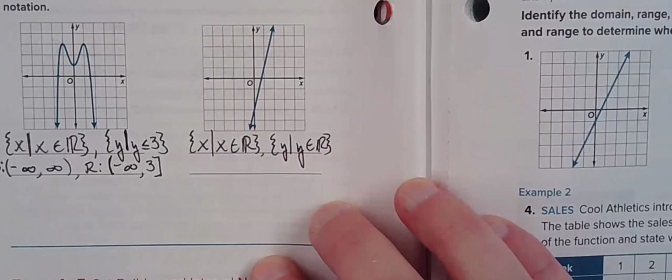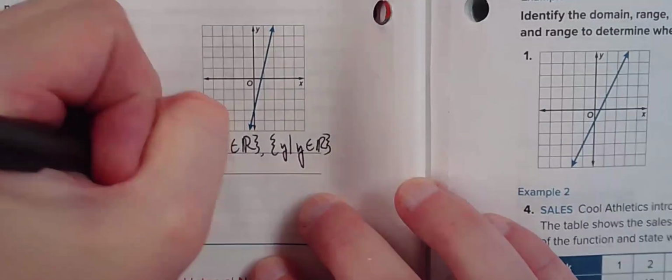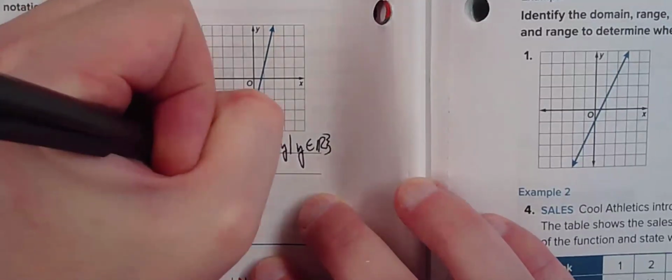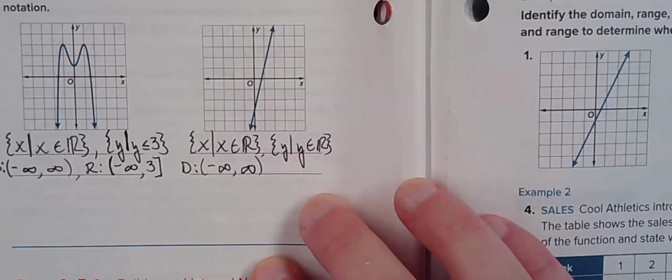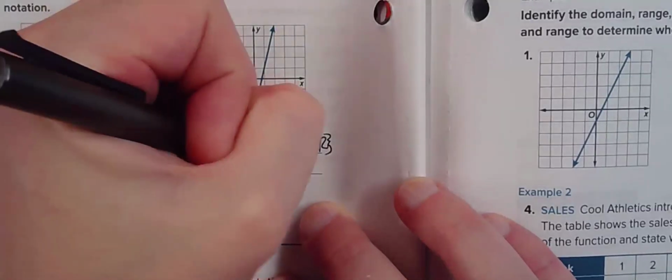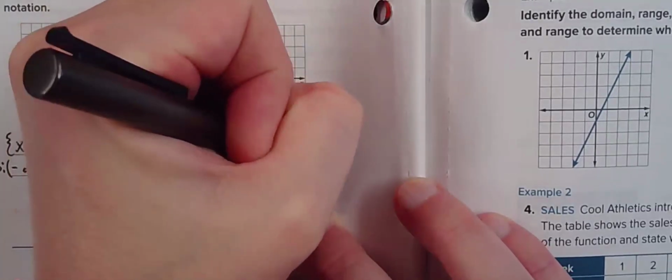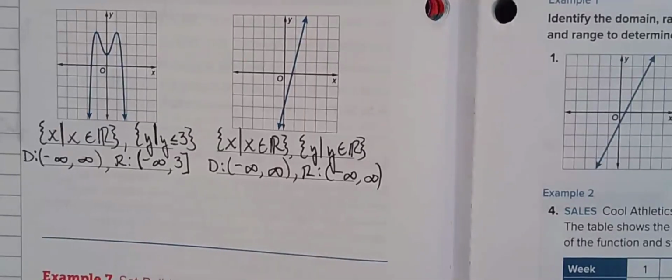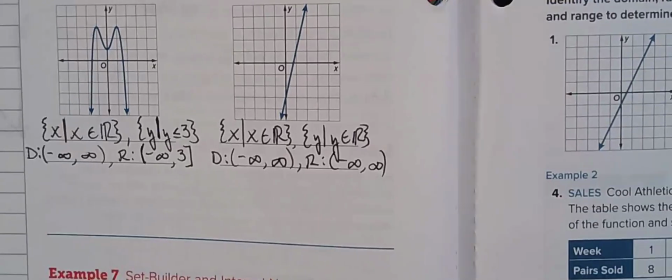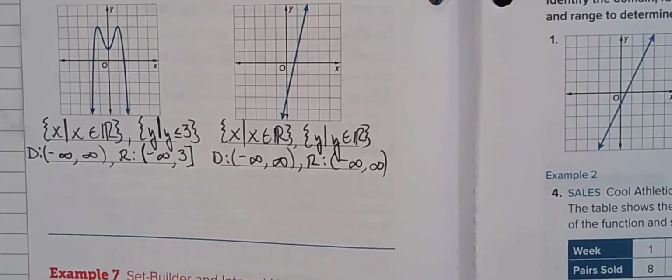Which means that in interval notation, we're going to say domain, parentheses negative infinity comma infinity, close it off with parentheses, and then the exact same thing for the range. There we go. Set builder and interval, all real numbers all the way across.